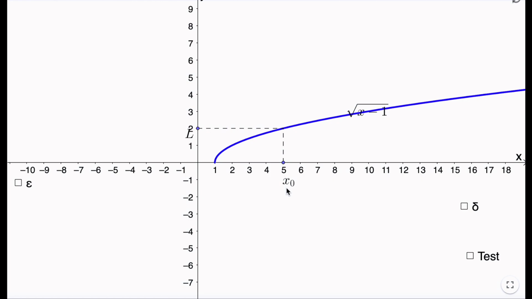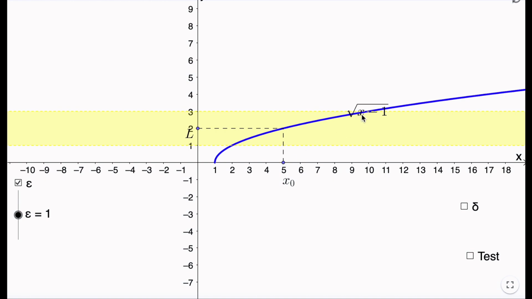So the first thing we're going to do is create our distance for epsilon. Remember, epsilon is the distance on the y-axis away from your limit. So I'm going to check the box for epsilon, and just for simplicity's sake, keep epsilon at 1. So epsilon is the distance of 1, which means if I have a limit of 2 as x approaches 5, and we can check this.